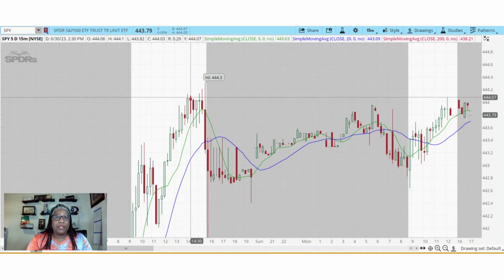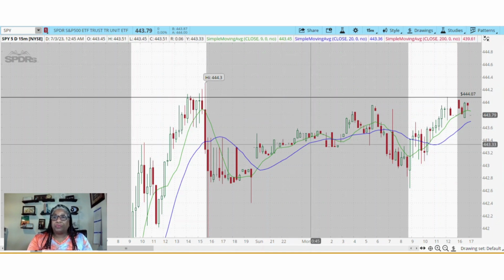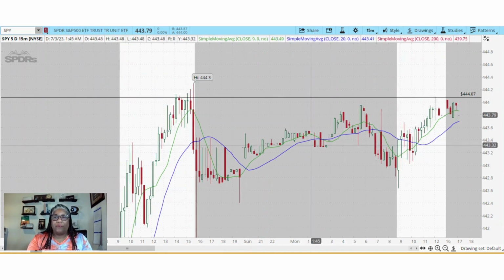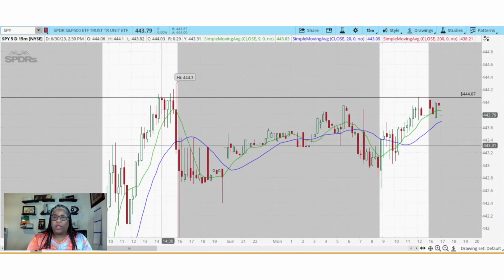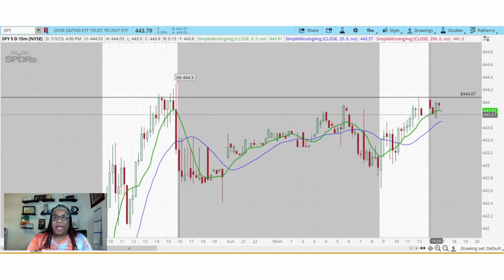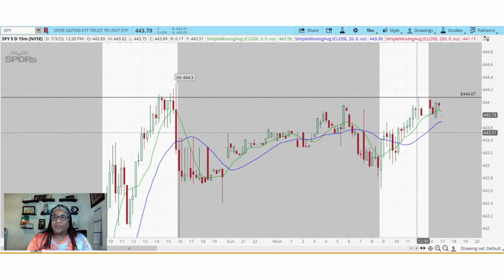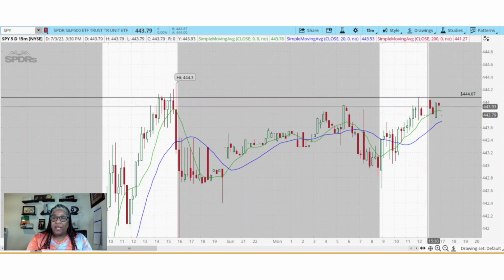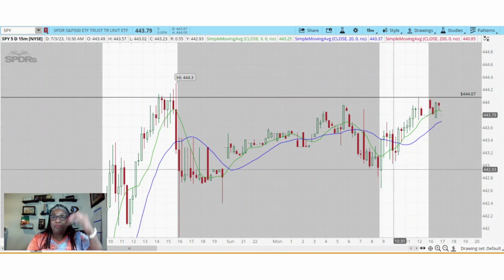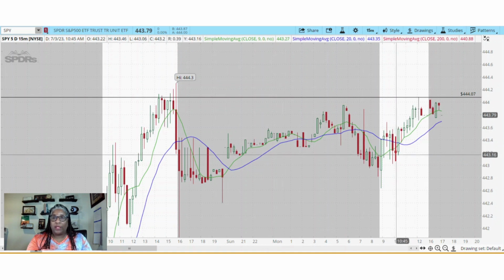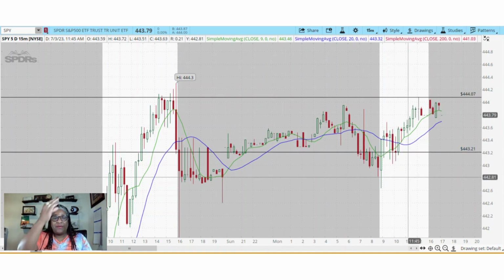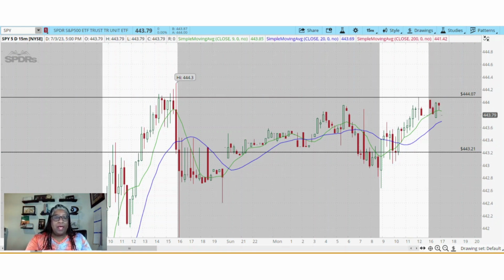We got some resistance right up in here, 444.07. If we're looking on the 15-minute chart, you've got resistance there. We closed just below that, but you've got resistance at 444.07. Support areas: you're looking for peaks and valleys, places where it went down and turned around, places where it went up and turned around. That's what you're looking for.